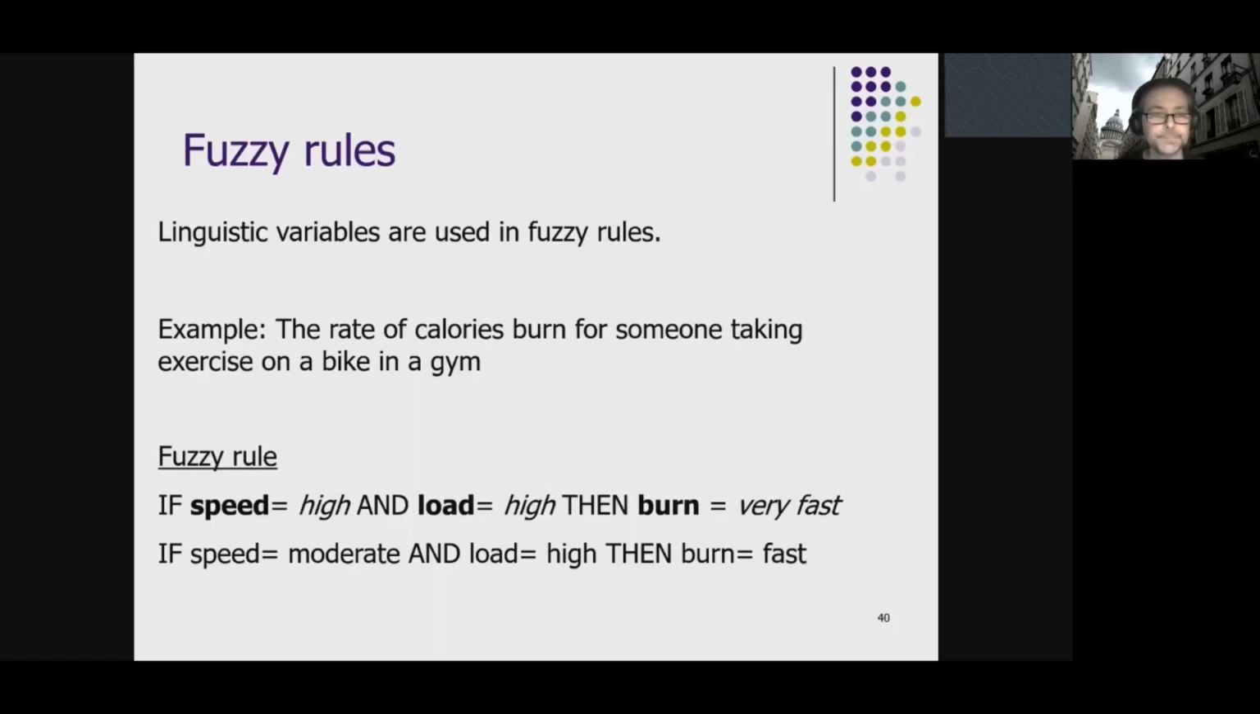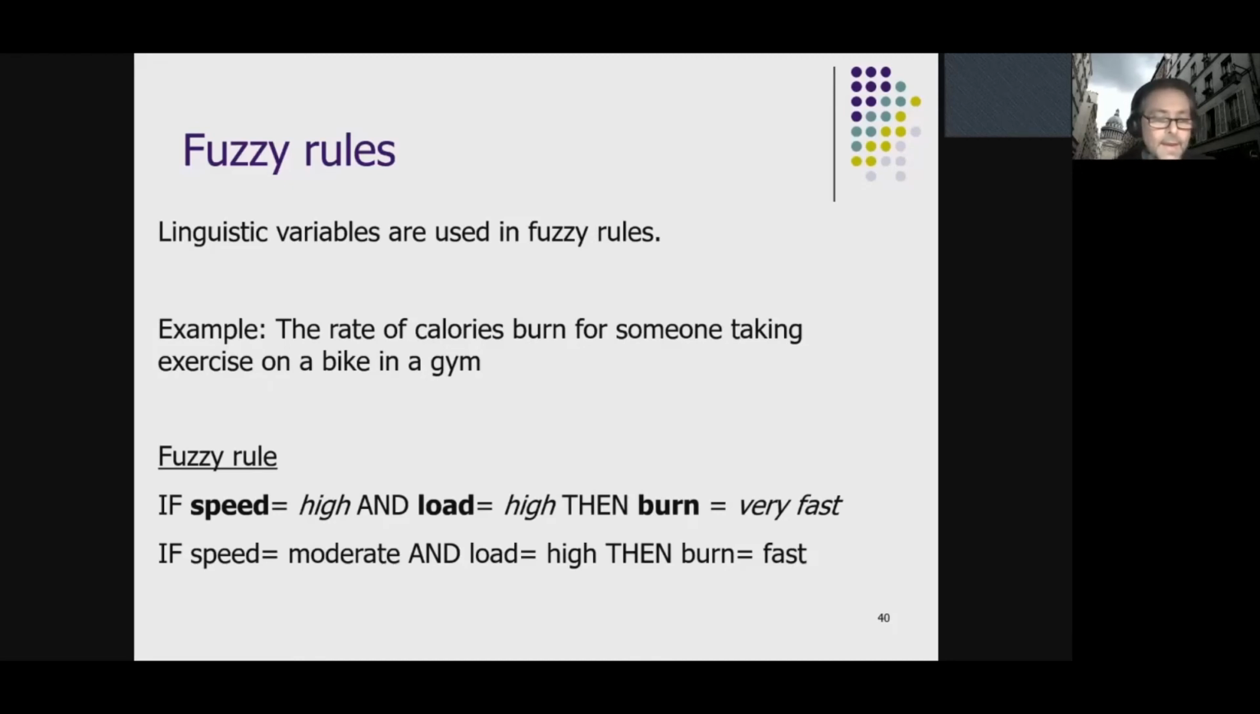Okay. We can extend the concept to cover the rules, the concept of rules. In this case, the rules are called fuzzy rules, and they don't deal with variables. They take into account fuzzy variables. Okay.